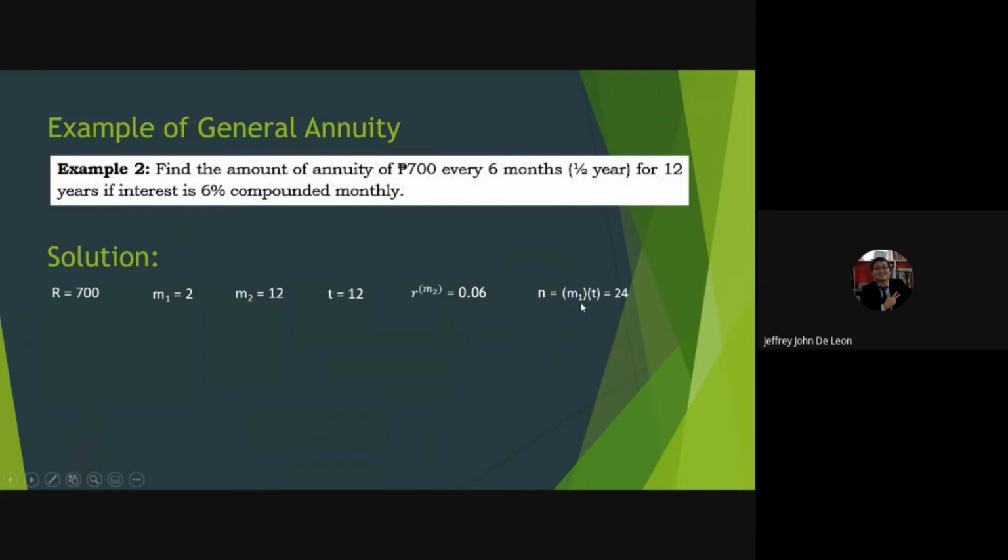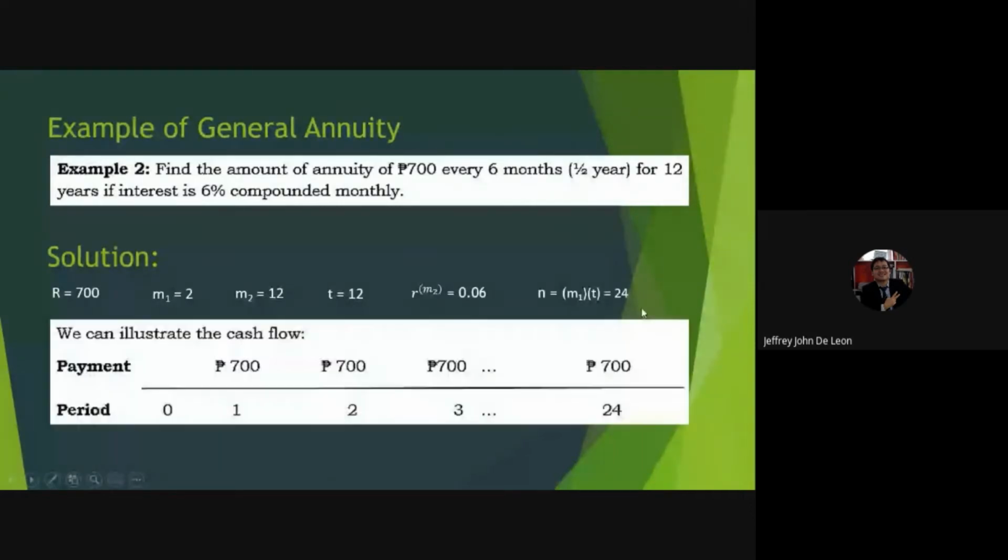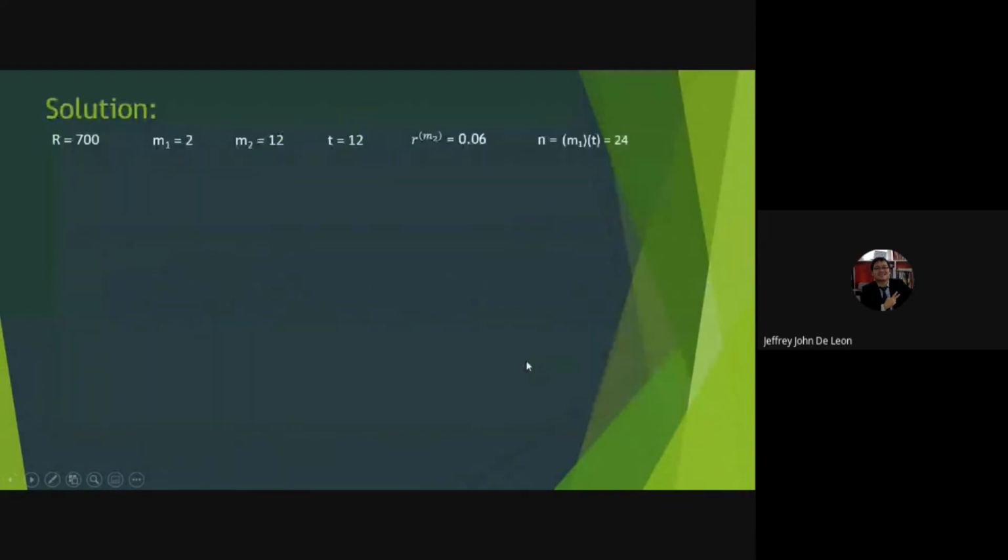And to find the n, multiply M sub 1, which is 2, times t, which is 12, equals 24. So we just have to illustrate the cash flow, 700 in 24 months. n is 24 months. So 700, 700. First, since this is a general annuity, the payment interval is not the same as the interest period, so you have to find the equivalent rate, the i. To solve for that, use this formula.